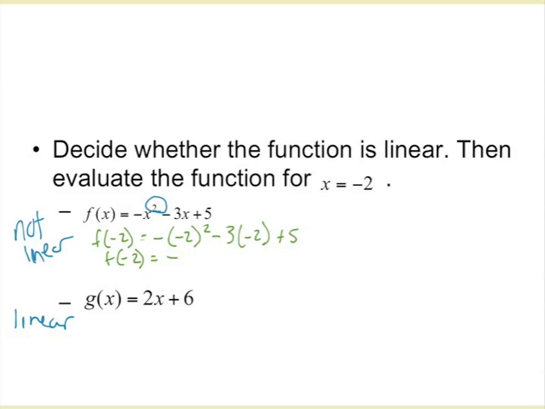So order of operations says I need to do these exponents here. That's going to give me a positive 4, and that negative out front's just hanging out. Then the multiplication, negative 3 times negative 2 gives positive 6. The 5's just hanging out. And then I'm going to add this all up, and that gives me 7.